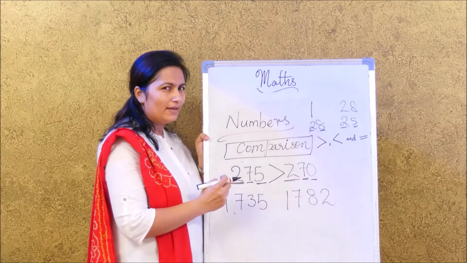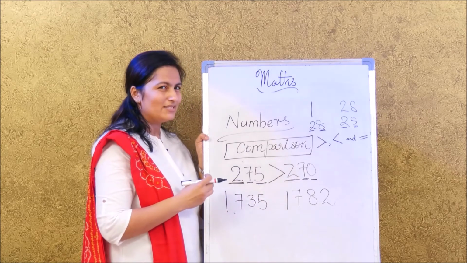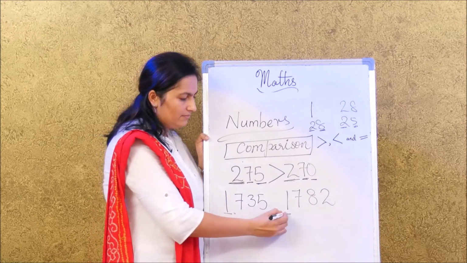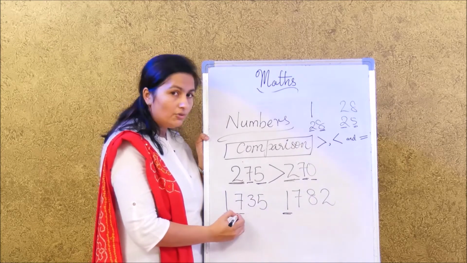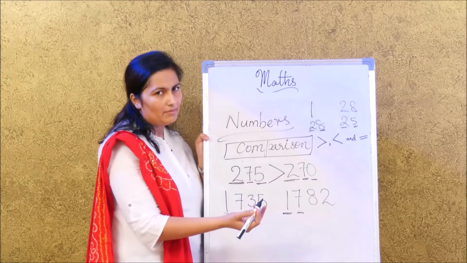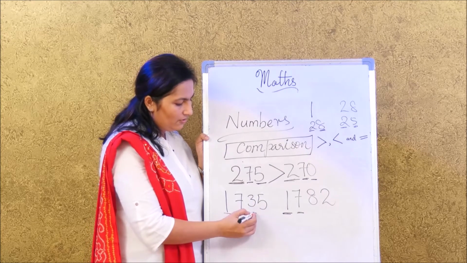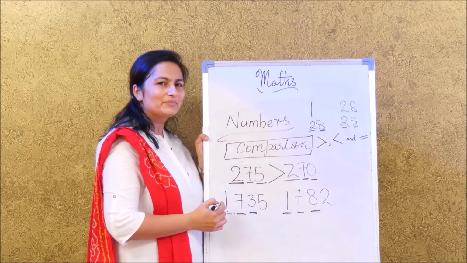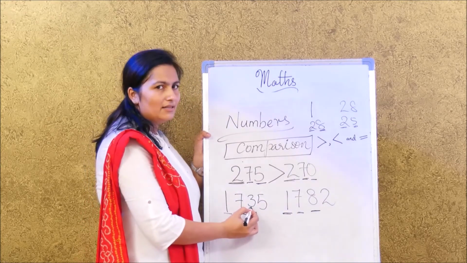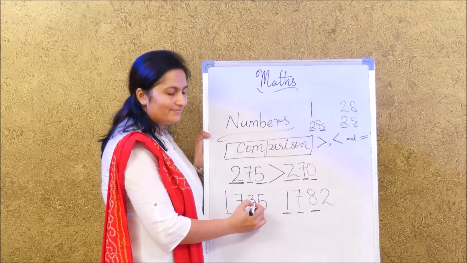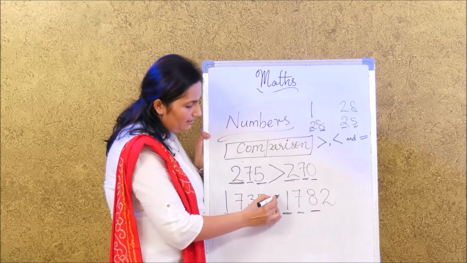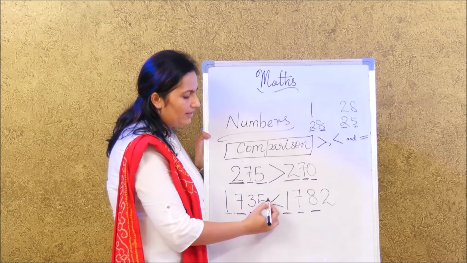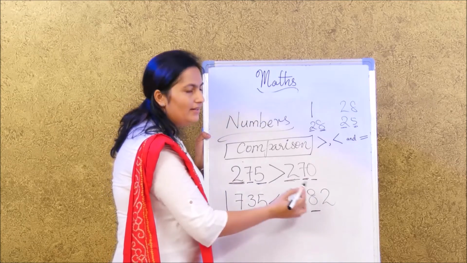So, then how do we find out? That is when we use this technique: go from the 1000, same number. Go to hundreds, again same number. Go to tens, we got the answer. Okay. 3 is lesser than 8. So, we get 1735 is lesser than 1782.